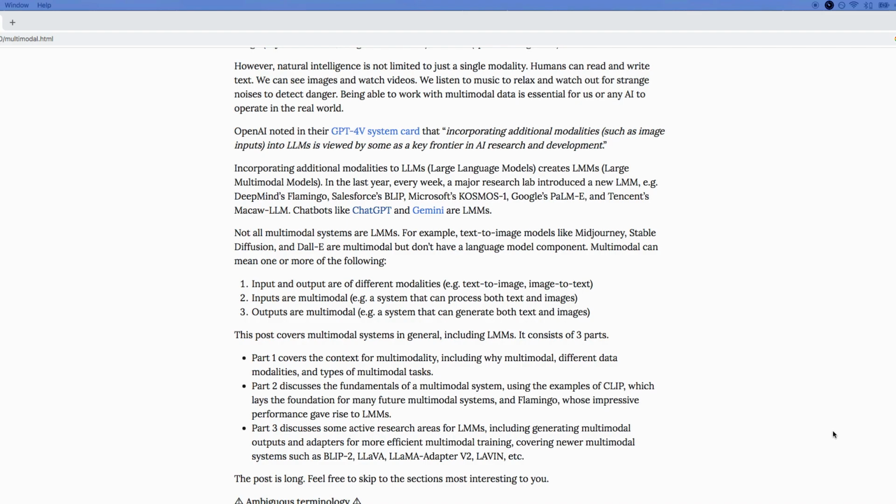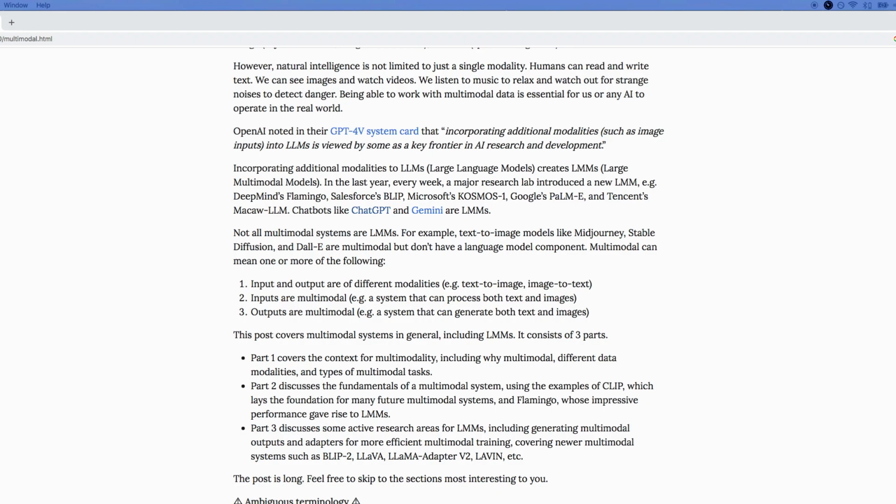Multimodal can mean one or more of the following. Input and output are of different modalities, e.g., text-to-image, image-to-text. Inputs are multimodal, for example a system that can process both text and images. Outputs are multimodal, for example a system that can generate both text and images.